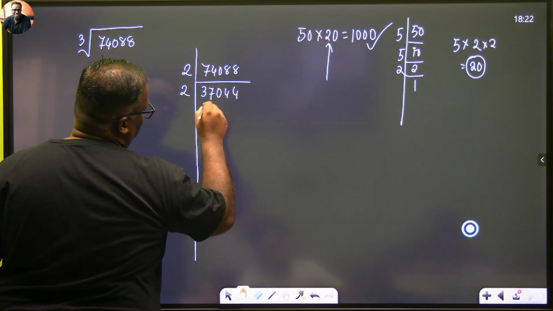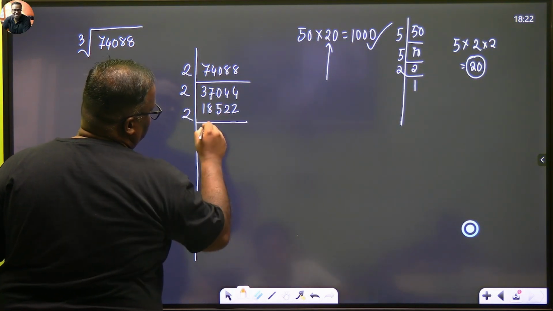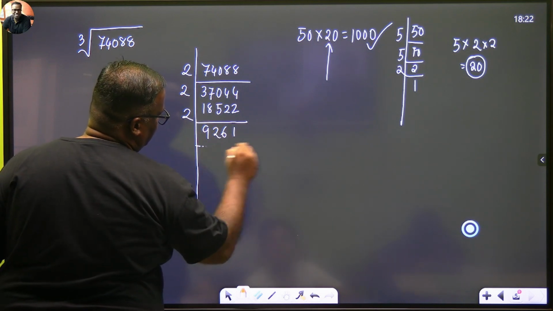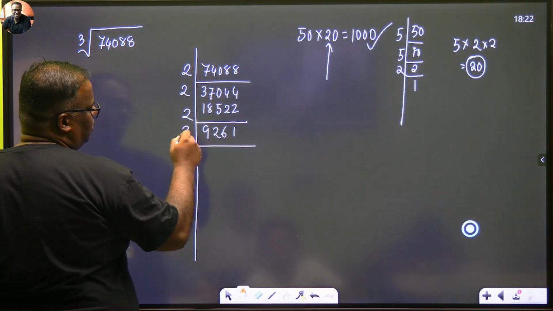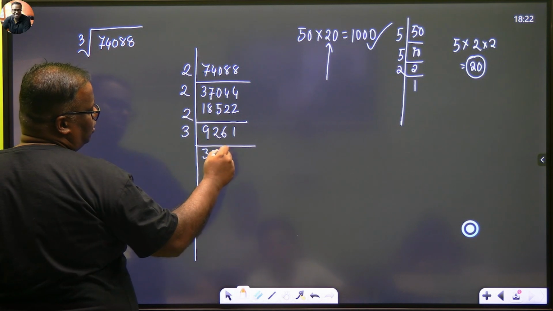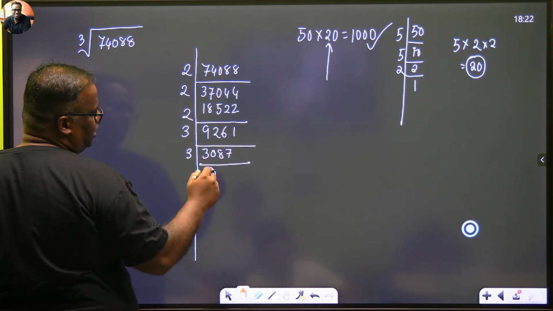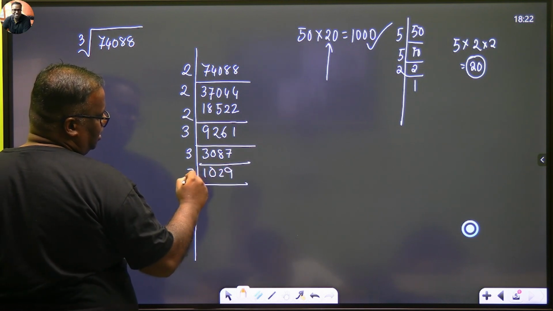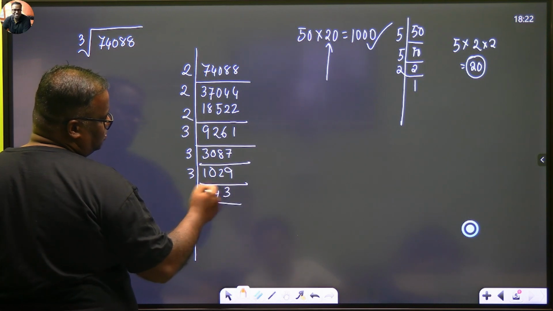2 18s are 36, 2 5s are 10, 2 2s are 4, 2 2s are 4, 2 9s are 18, 2 2s are 4, 2 6s are 12, 2 1s are 2. Then 9 plus 1, 10, and then 3 3s are 9, 0, 3 8s are 24, 3 7s are 21. We'll go 3 10s are 30, 3 2s are 6, 3 9s are 27. Then 3 3s are 9, 1 12, 3 4s are 12, 3 3s are 9. This means 7.